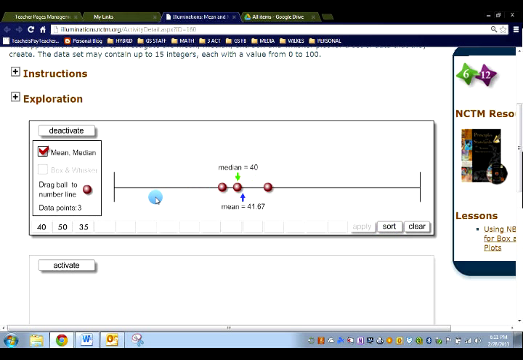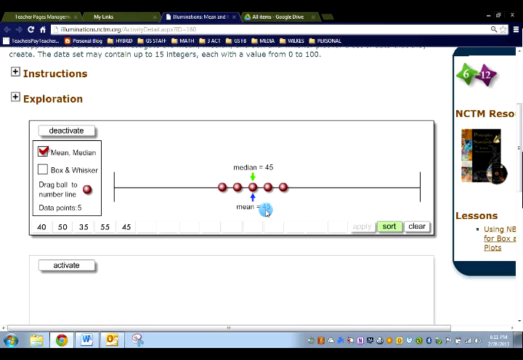Let's do 35. Another number, let's do 55. Now notice I can keep this in the middle as long as I put dots equidistant away from my center. Let's put one right at 45. Now everything's nice and lined up.